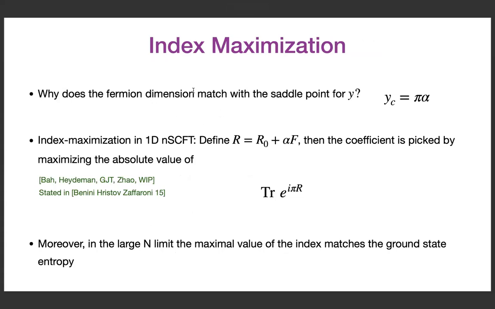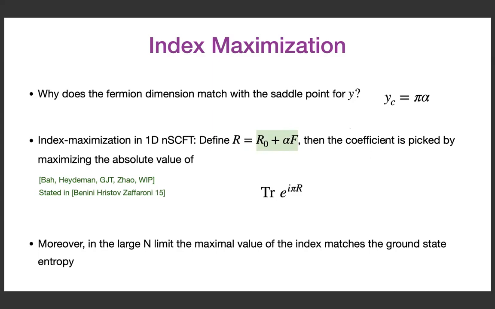So just to elaborate on this a little more, this is consistent with the idea of index maximization that I think was proposed by these people in the context of black holes in AdS4. So this is the answer to the question of why the fermion dimension matches the value of the chemical potential that extremizes the index. The idea is that you define an R symmetry that is some trial 1 plus alpha F, and then alpha is obtained by maximizing the trace of e to the i pi R. If you insert this here, you'll see that alpha will appear as a chemical potential for F, and that's exactly what we called Y before.